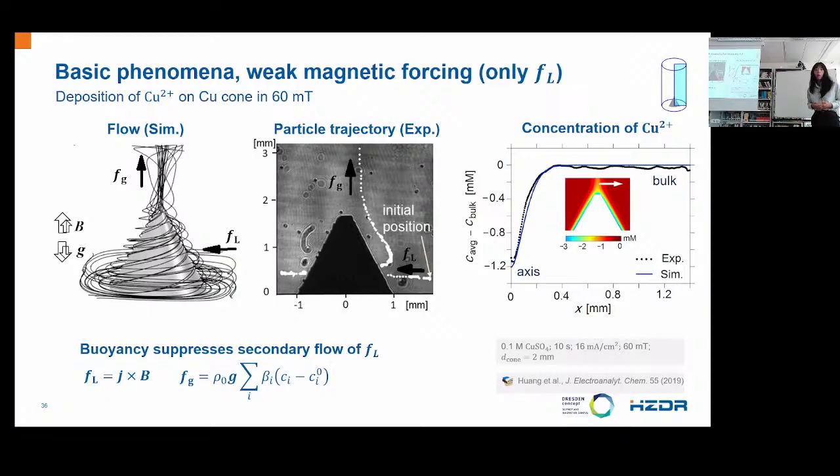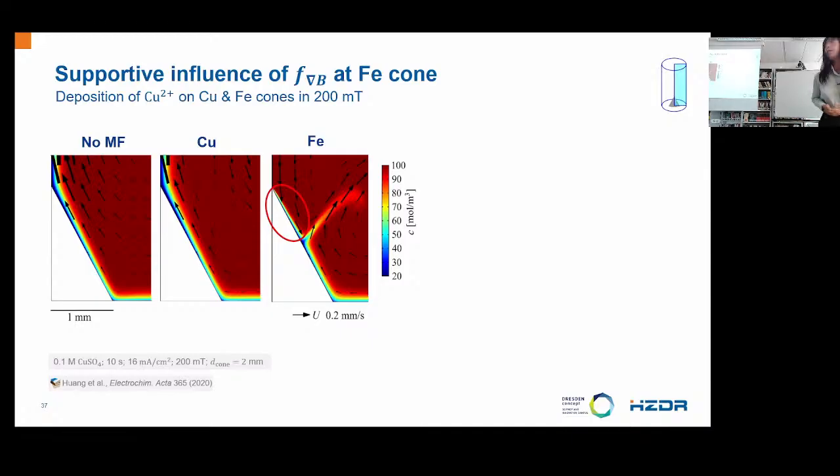So in the next step, we try to enhance the magnetic forces using a higher magnetic field of 200 millitesla, and we also consider an iron cone, which is ferromagnetic and can be magnetized, so that the magnetic gradient force also comes into play. These figures show the distribution of the concentration and also the flow velocity by the black arrows. The left two figures are quite similar to the last slide, in that the upward buoyancy is dominating. So for the copper case, the Lorentz force indeed is quite weak, and it lost its competition to the buoyancy.